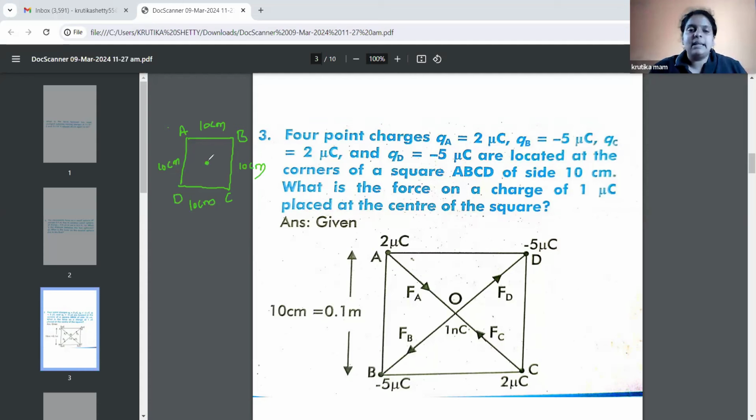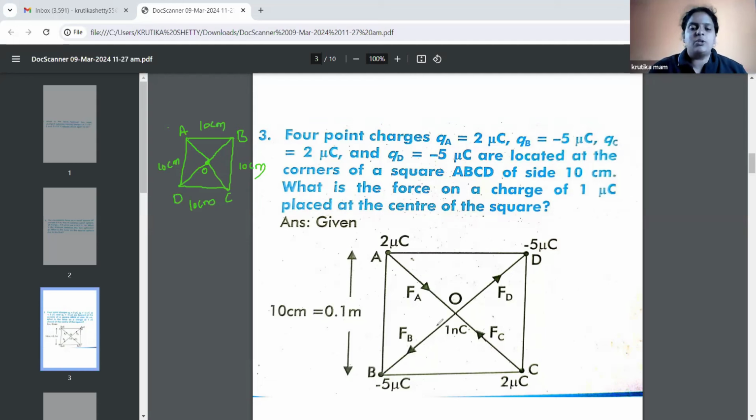So this is based on the principle of superposition using Coulomb's law. What is happening here: at the center, whatever charge is there, due to A there is a force acting on that, due to B there is a force acting on that, due to C there is a force acting on that, due to D there is a force acting on the center charge O. So they are asking what is the force on this charge. Hope it is clear to you. What is the question? On the center the force is acting due to all the 4 corners. So they are asking what is the force at the center.